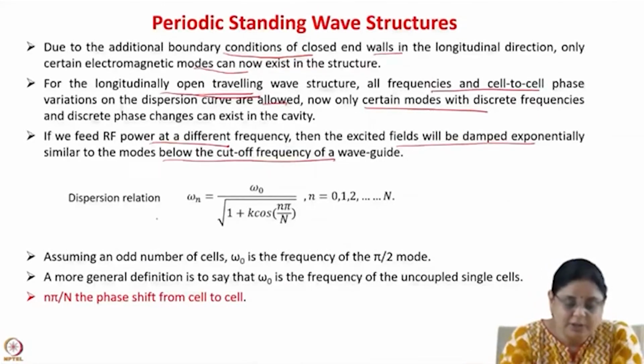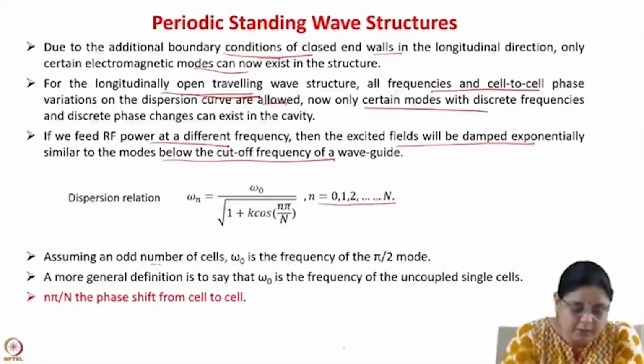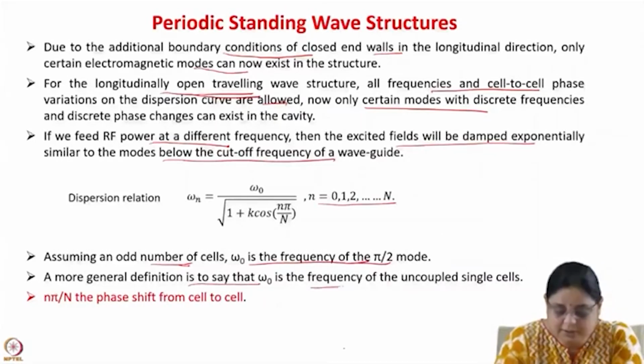So the dispersion relation for the structure is now given as omega n is equal to omega 0 divided by the square root of 1 plus k cos(n pi by N), where n takes values from 0, 1 to N, where N is the number of cells in the cavity. Now if you assume an odd number of cells, omega 0 is the frequency of the pi by 2 mode. A more general definition is to say that omega 0 is the frequency of the uncoupled single cell.